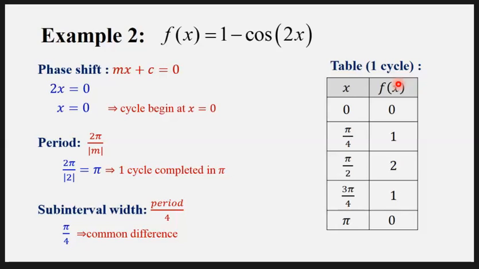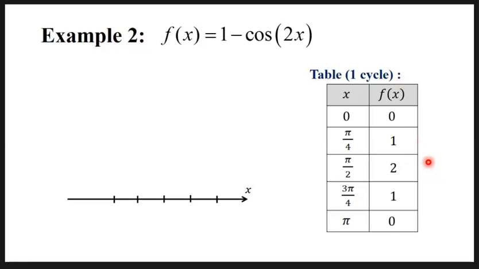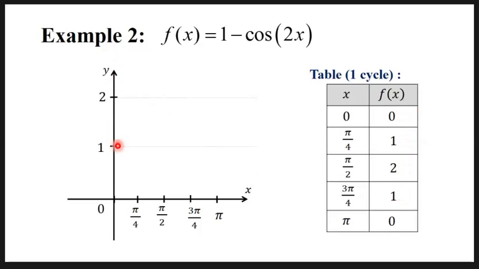By referring to the table, I will begin with the x-axis by plotting all these points from 0 until pi accordingly on the x-axis. Then we insert the y-axis with the corresponding reference values that we need according to the table. We need the reference values of 0, 1, 2. So this is the y-axis that I need to prepare.